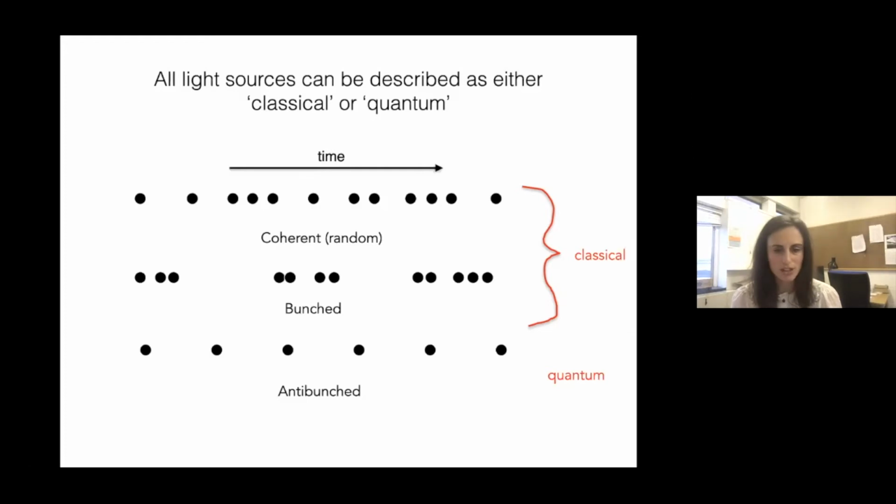So why are we interested in this? Actually, an extra point there, sources that emit anti-bunched light are single atoms, single molecules, and in our case, single defects. But why are we interested in sources like these that emit quantum light? How can this be useful to us?